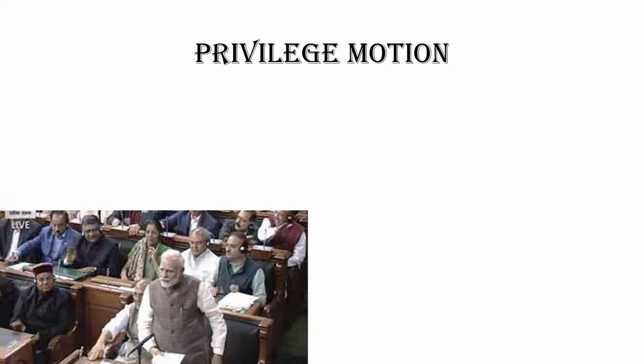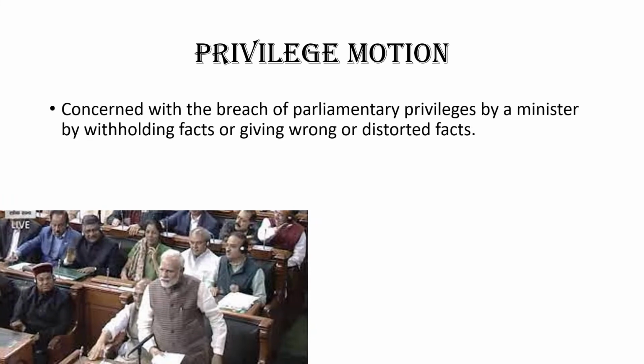The next device is the privilege motion. It is concerned with the breach of parliamentary privileges by a minister. It is moved by a member when he feels that a minister has committed a breach of privilege of the House or one or more of its members by withholding facts of a case or by giving wrong or distorted facts. Its purpose is to censure the concerned minister.